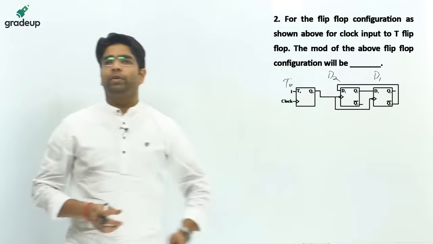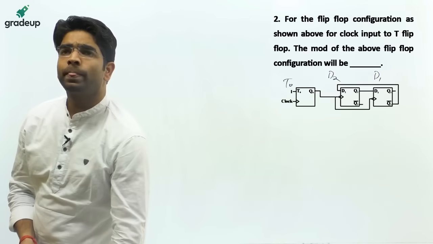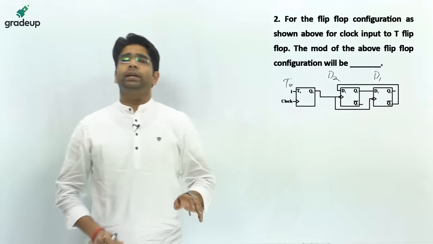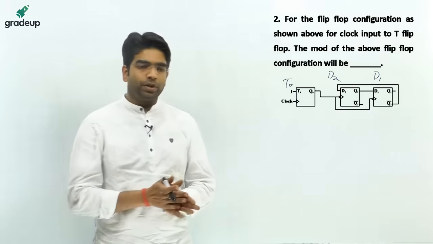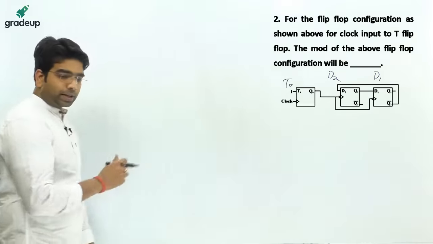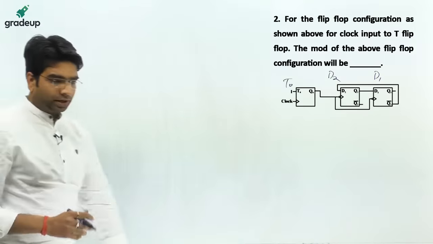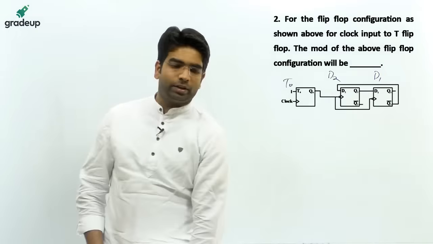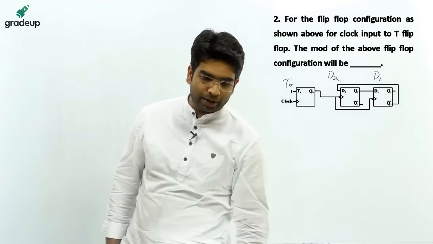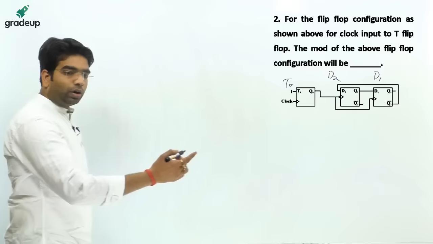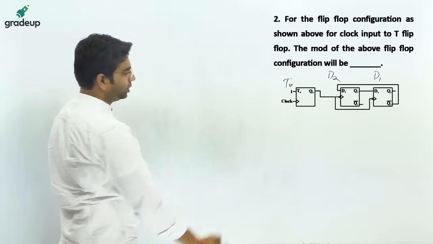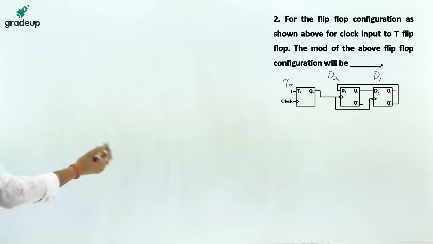What will be the mod? The correct answer is answer D. It is gray counter. Okay, so friends, in this type of questions, it is saying that the T naught is fed with clock. D2 and D1 are fed with the clock, that is the output of T naught. So it is a sequential circuit.